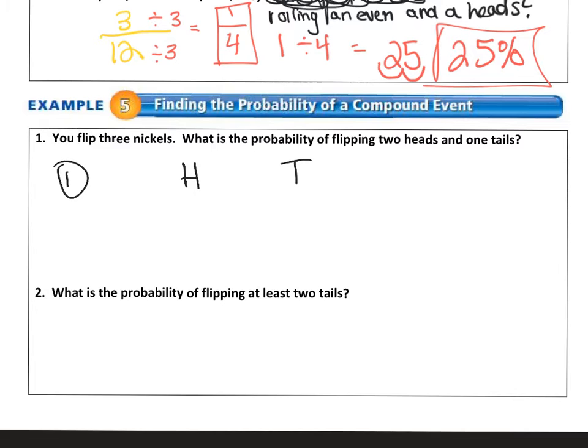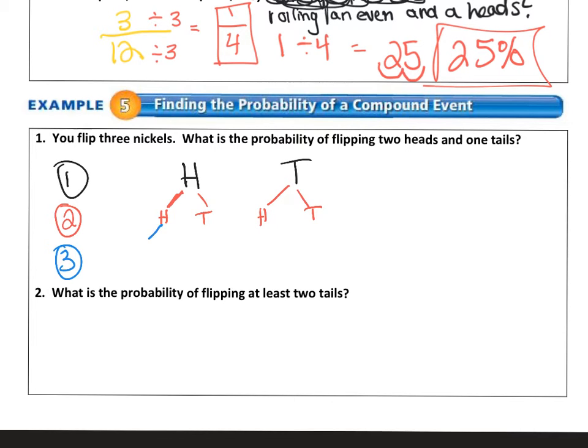Okay, again, that is coin 1. So now coin 2, off of that first head, you could flip this second coin and get a head or a tail. Or if you got a tail to begin with, you could flip it and get a head or a tail. Okay, now you're doing your third coin.